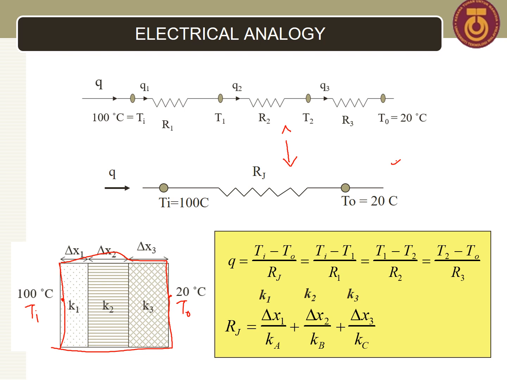Okay, and the Q we will get is the overall Q. Then the J here is the Rj. For a series system, we know Rj equals R1 plus R2 plus R3. As you can see here, this is Rj, so this is R1, this is R2, and this is R3.